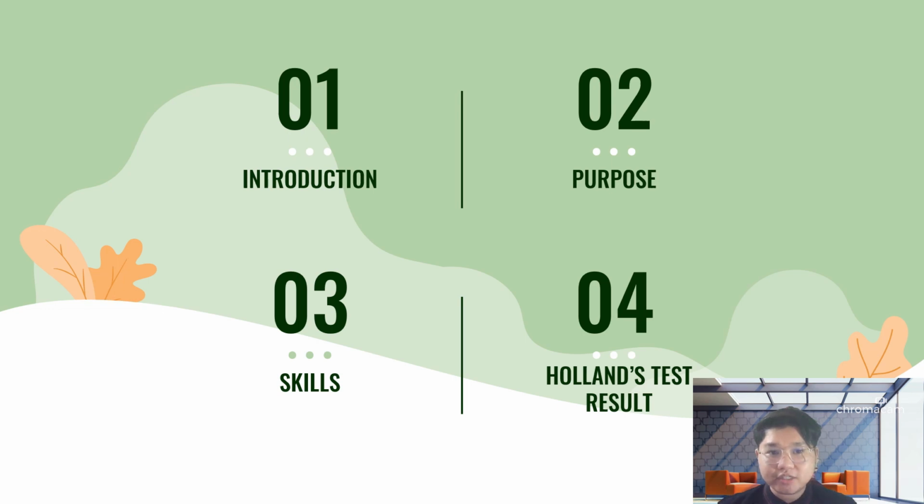Next, I would like to give an overview on what I will be presenting for today, which has four main parts. The first one is self-introduction, where I will introduce briefly about myself. Second is the purpose why I am applying for this job position. Third, my skills and my area of expertise. Then the fourth one is my Hollands Test results.